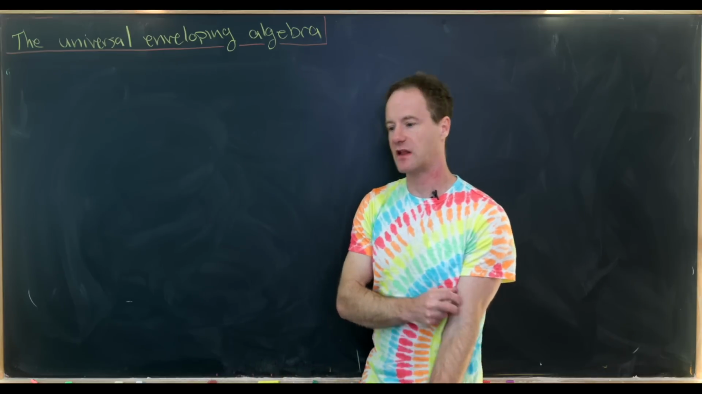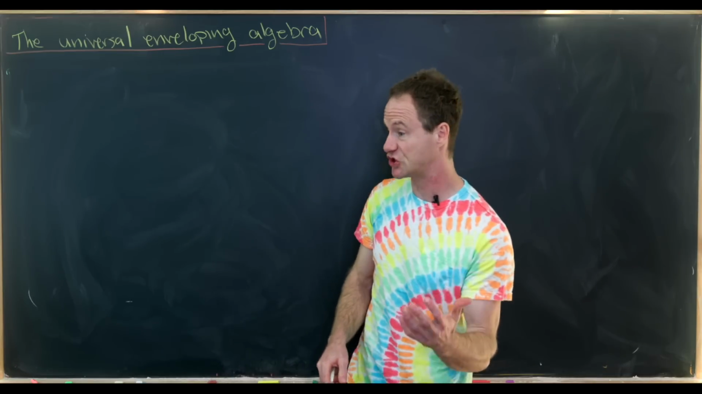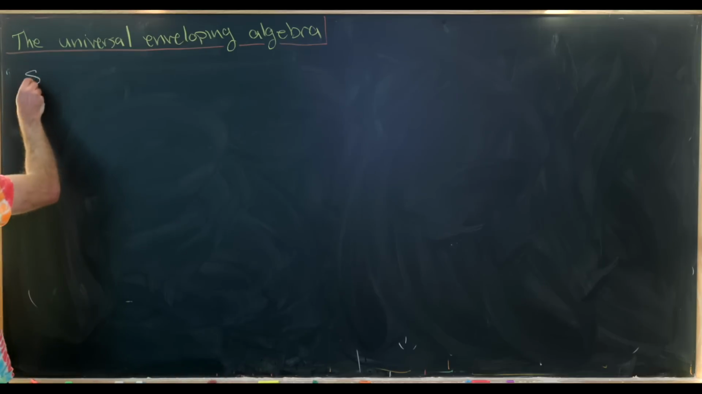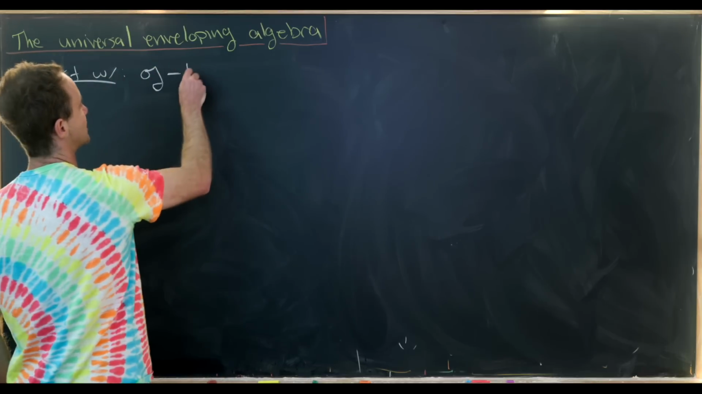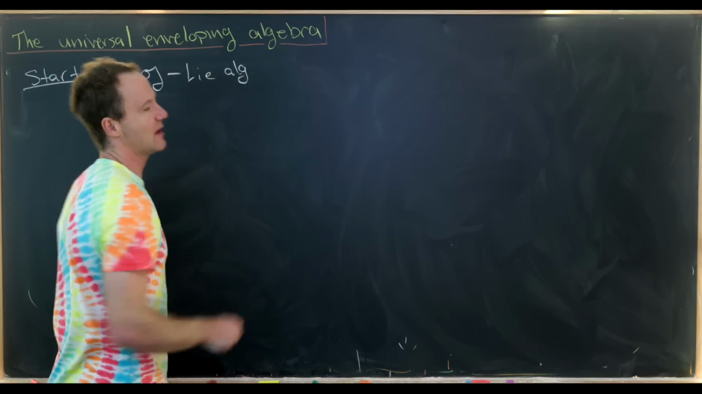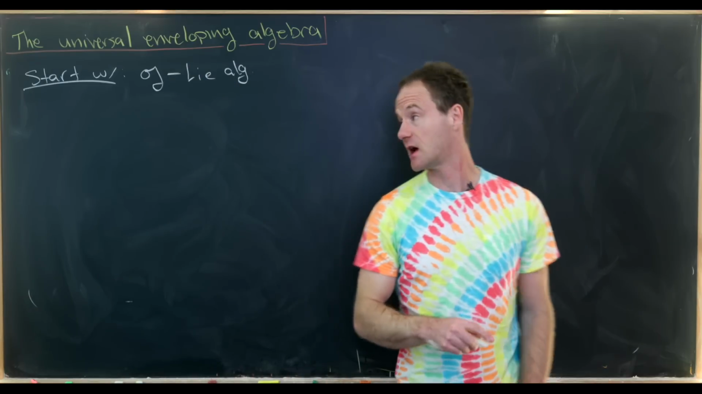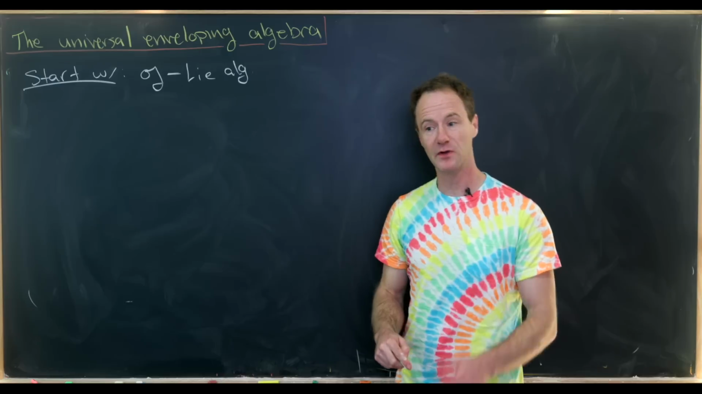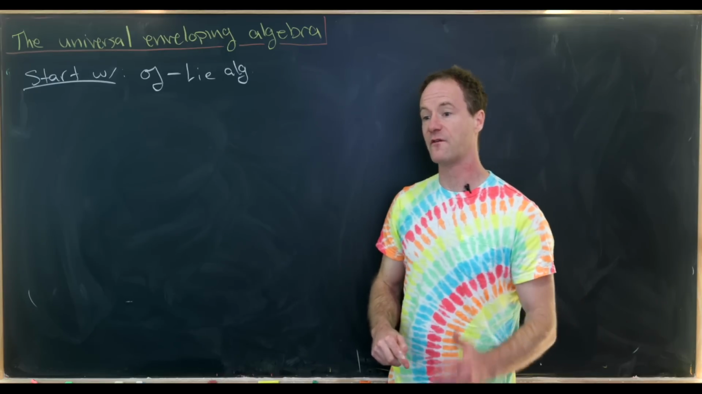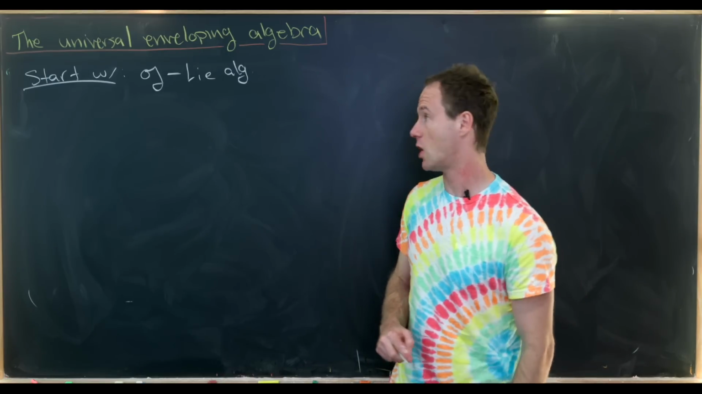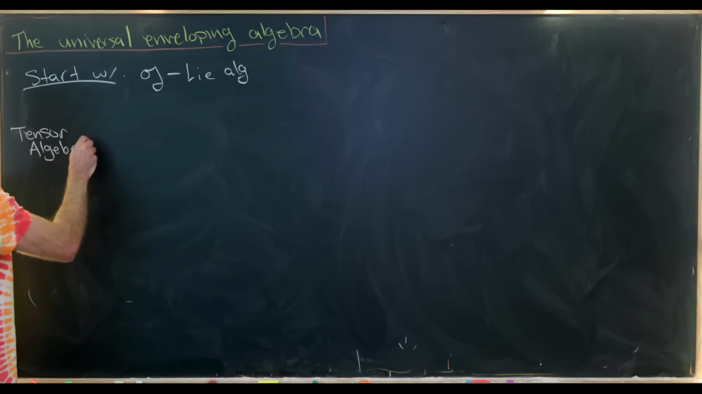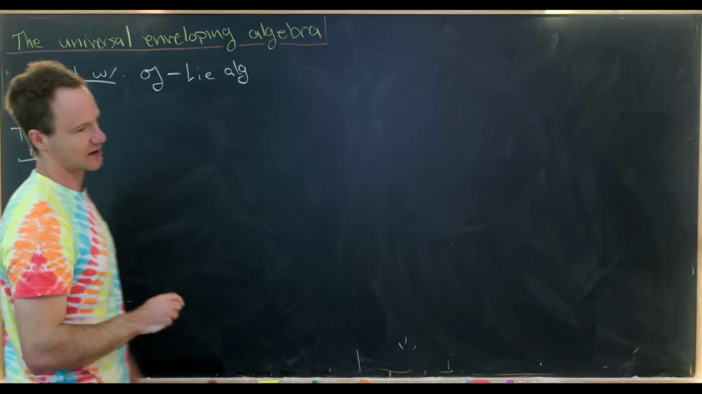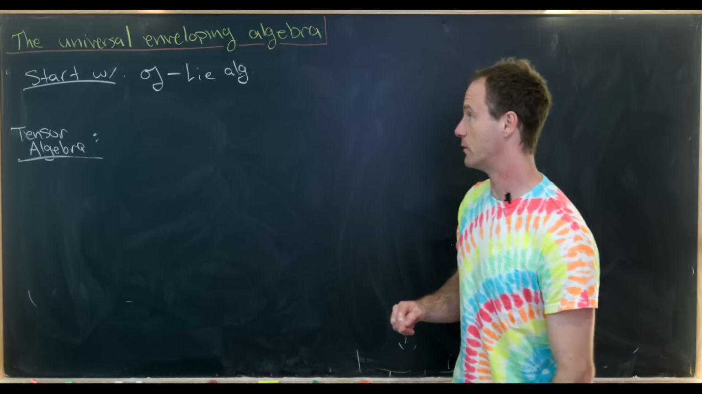So the universal enveloping algebra, this is something that's associated to a Lie algebra. So what we'll want to do is start with some Lie algebra G. And I'll do this in general, and then maybe we'll look at our favorite example with SL2. And there are a couple of steps that we have to do here. The first thing that we'll do is form something called the tensor algebra. And I did a previous video where we looked at how to make polynomials out of the tensor product. And so this is kind of related to what we did there.